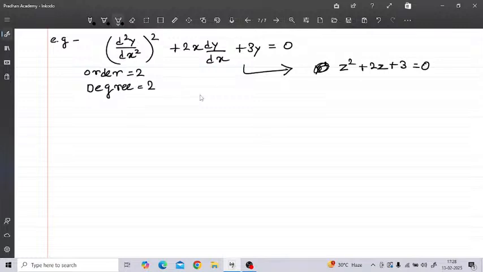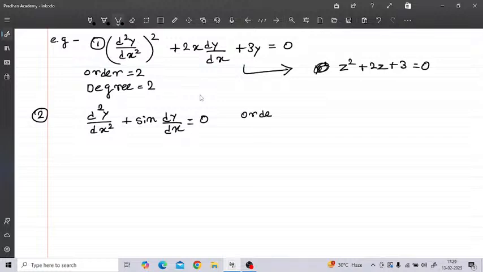But if we get an equation of the form d2y/dx2, here the order is 2, plus sine of dy/dx, that's not a polynomial because it involves a trigonometric function, so that's not a polynomial. Here you can say that order is 2 but degree is not defined because it's not a polynomial of derivatives.